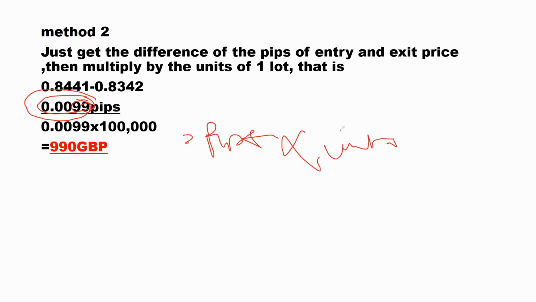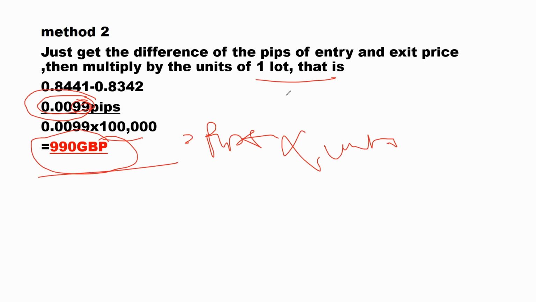One lot, in this case, we're using one lot. So it will be 100,000. And you can see we're getting the same answer. You can calculate on your side also, and you'll see you'll be getting the same answer. Use these methods for any security that you want to trade, whether it is stocks, whether it is currency pairs, whether it is commodities, whatever you're trading, right?